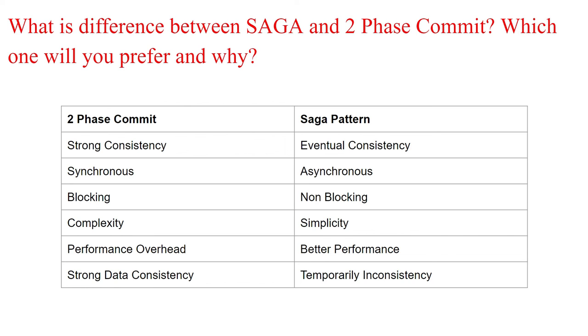Saga has local transactions, while the two-phase commit has the messages going here and there as a prepare and the vote to commit or vote to abort.